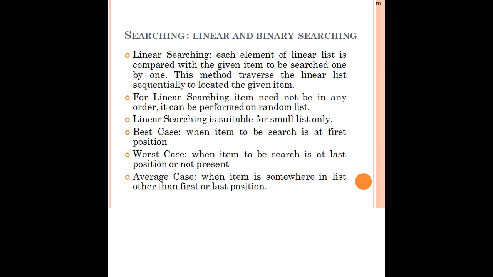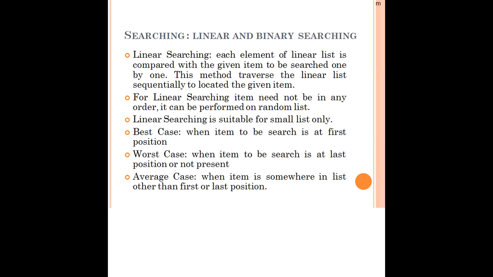What exactly is the linear search? Each element of the linear list is compared with the item to be searched one by one, and basically it will travel the linear list sequentially from the beginning to the end, or it will terminate wherever the required element is found. In linear search, items need not be in any order. First element is checked, second element checked, and so on. Generally, this linear search method is suitable only for small lists.